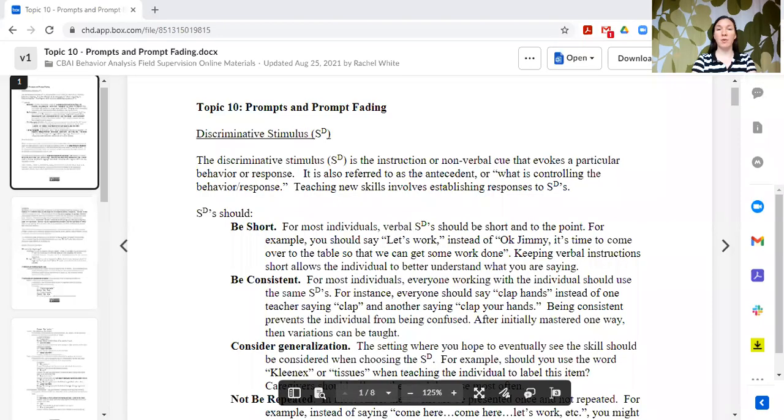This is Rachel, and today in our supervision curriculum, we're covering topic 10, prompts and prompt fading. So when we start talking about prompts and prompt fading, we first need to cover a few definitions.